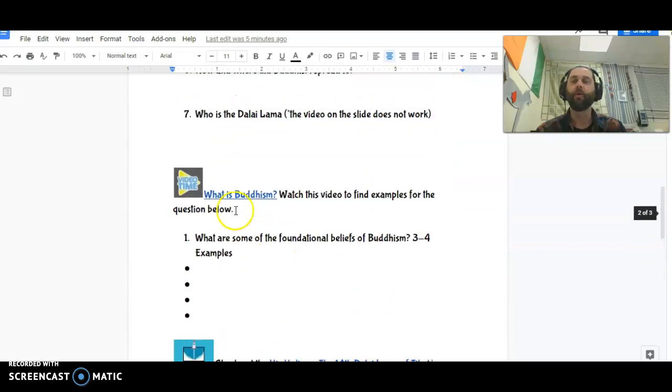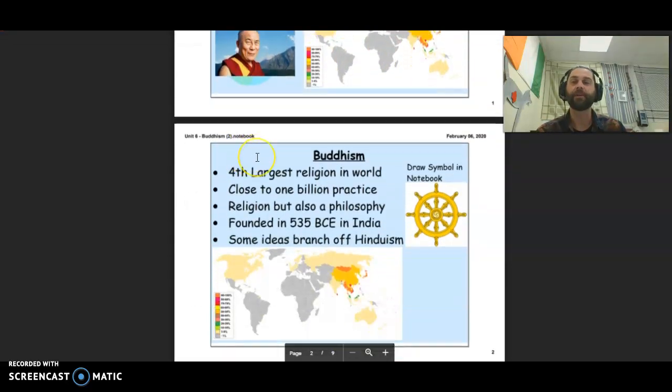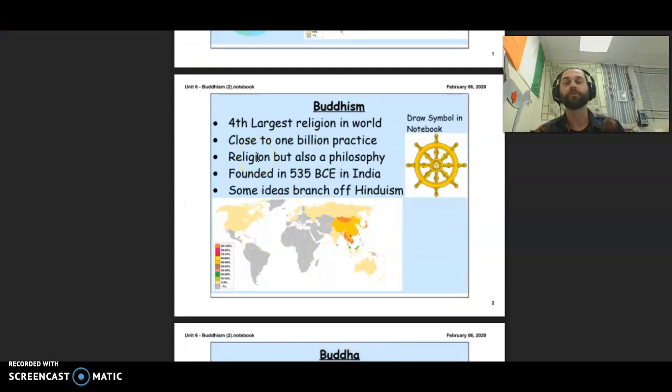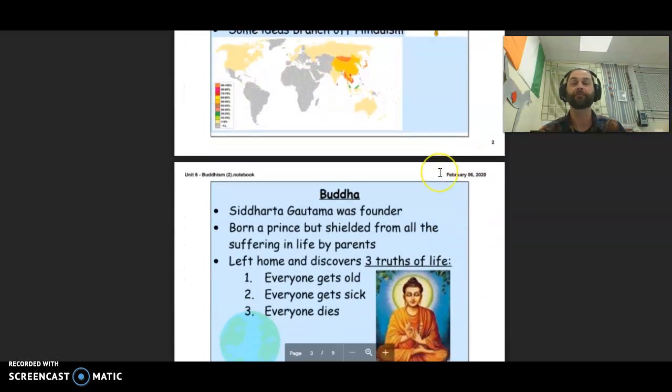Now, in order for us to do this, the first thing I want you to do is look at this slideshow. And the first thing we're going to look at is this idea that Buddhism is the 4th largest religion in the world. About 1 billion people are Buddhist. It is a religion, but it's also known as a philosophy, and we can kind of discuss that. One of the major symbols you're going to see is this wheel of life, and it represents the Eightfold Path, and there's some distinctions and things we can talk about when we get to it.